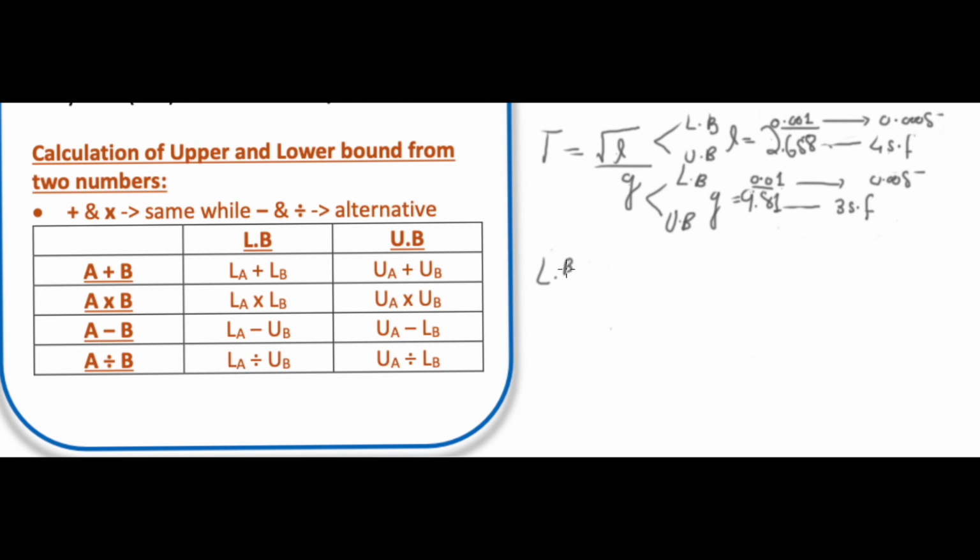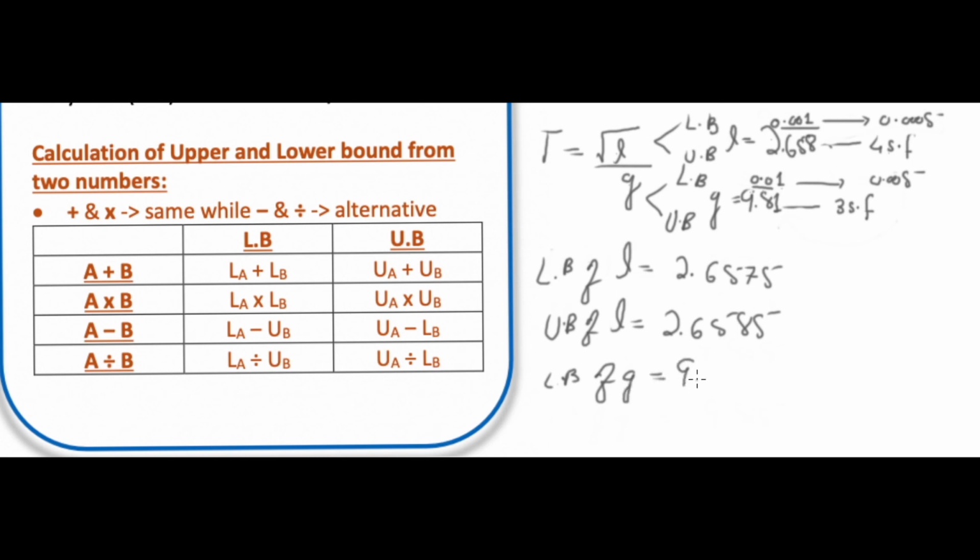So the lower bound of length would be 2.6575, and the upper bound of length would be 2.6585, and the lower bound of gravity would be 9.805, and the upper bound of gravity would be 9.815.